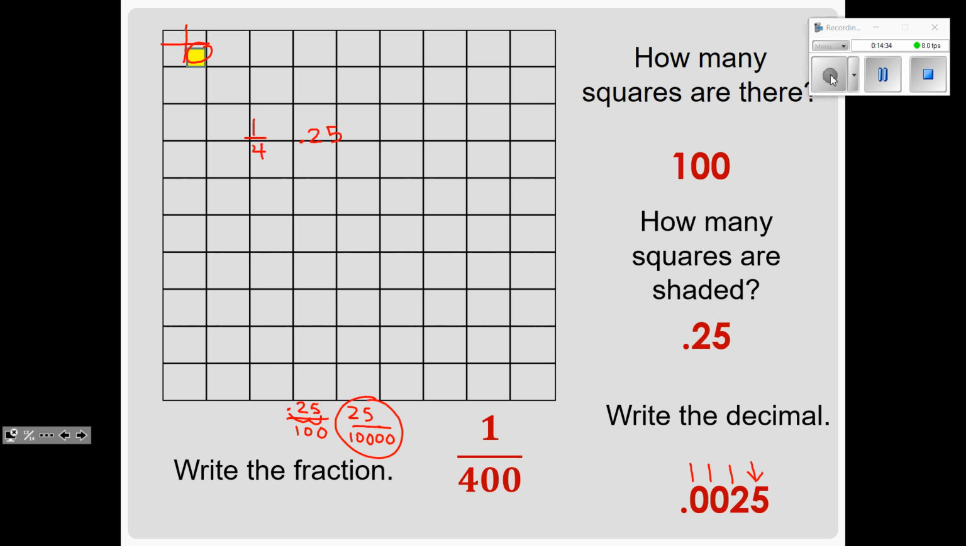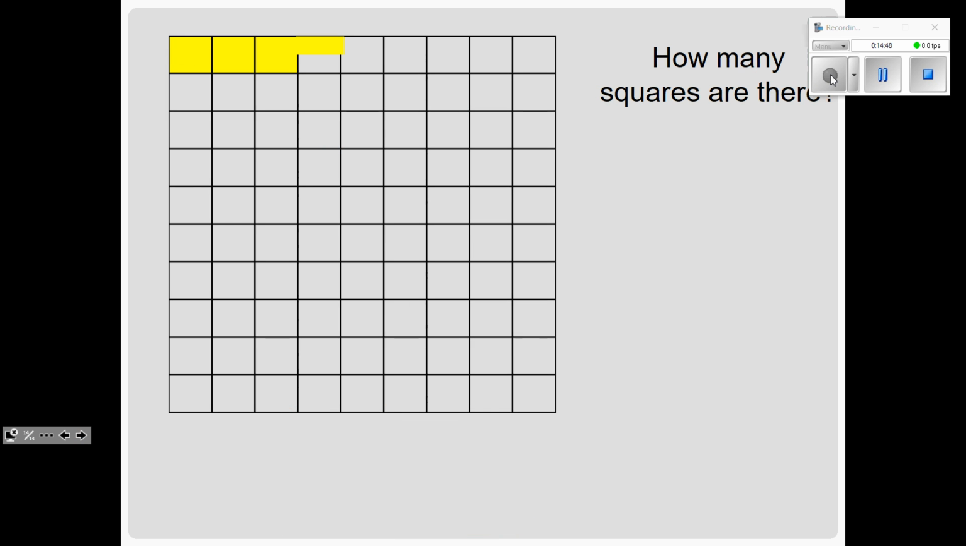How do we write that as a percent? We again do the same thing by moving the decimal 2 places to the right, and it would actually be 25 hundredths percent. There's actually a decimal in this percent. A little bit tricky.